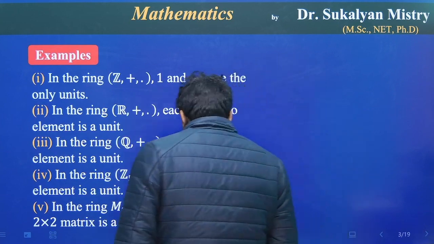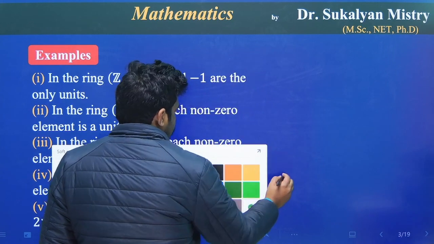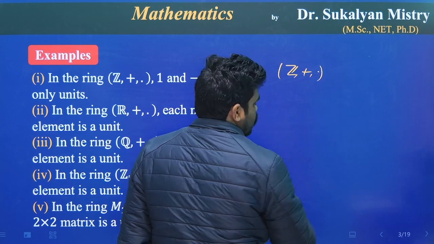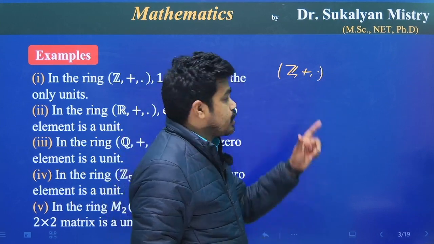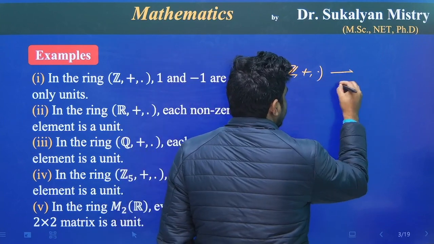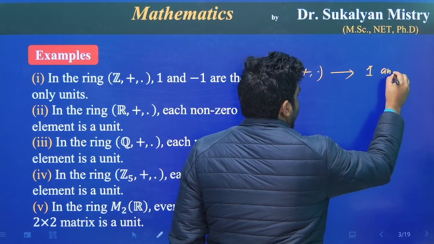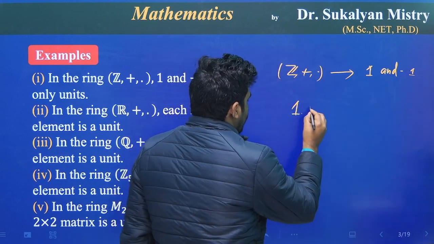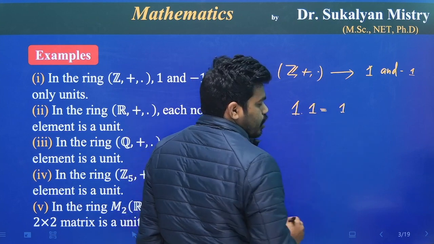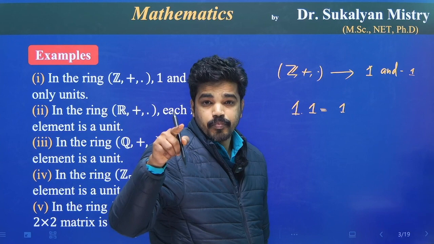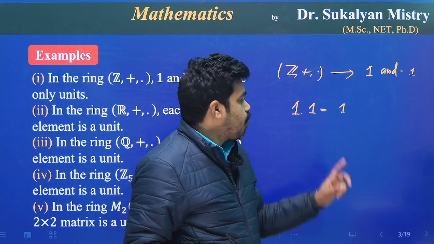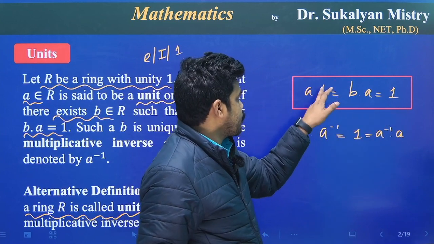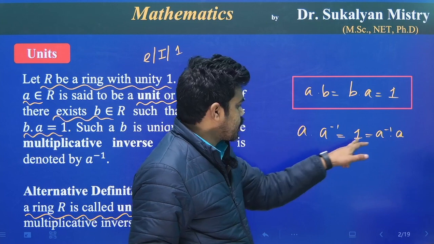If we consider the ring of integers, that is Z comma plus comma dot. So what are the unit elements? The unit elements of the ring Z are 1 and -1. দেখো তুমি 1 dot 1 is equal to 1, A dot A inverse is equal to 1, ঠিক, or A dot B is equal to 1. Just see, A dot B is equal to 1. B is said to be inverse of A, that is B is also denoted by A inverse, so A dot A inverse is equal to 1, right?